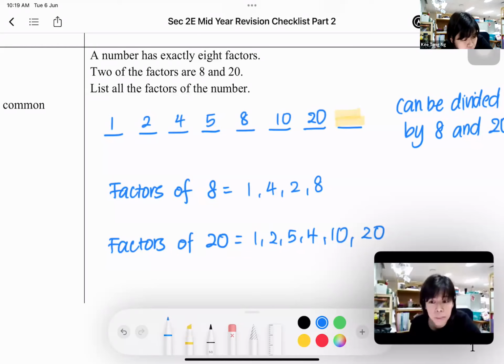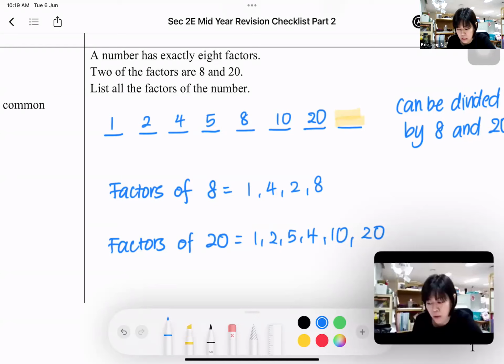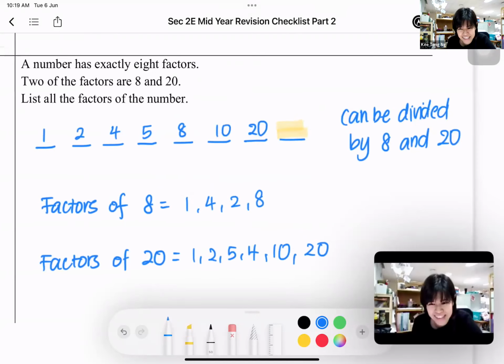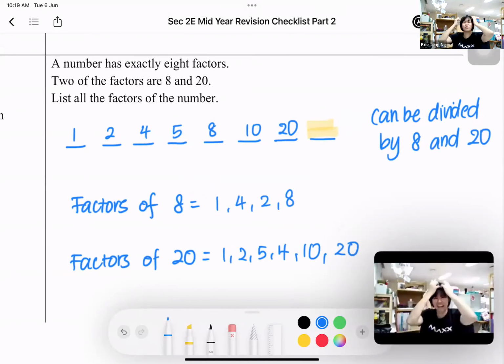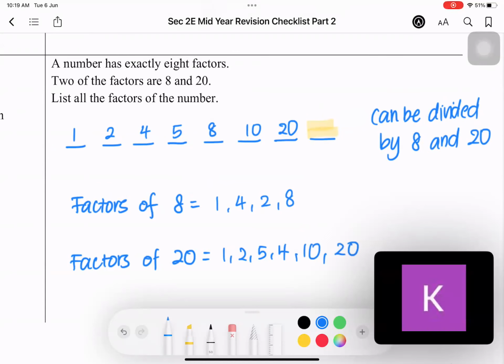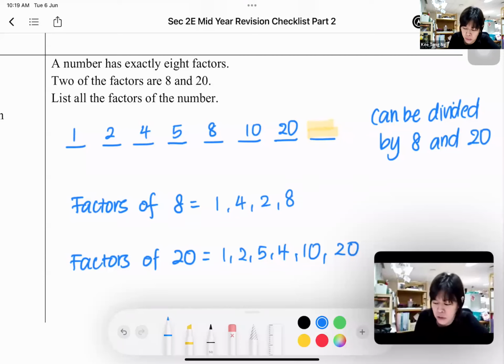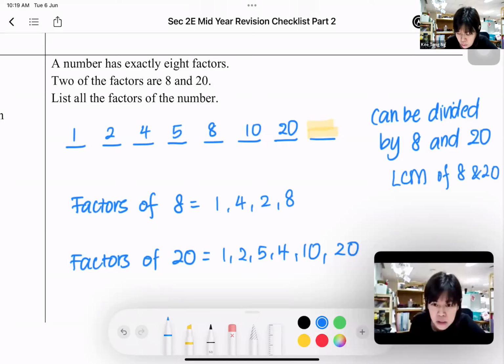Yes, Kaushik. 40. How do you get 40? How do you know it's 40? 40 can be divided by 2. The number can be divided by 8, can also be divided by 20. Therefore, this number must be an LCM, at least an LCM of 8 and 20. So the LCM of 8 and 20 will be 40, like what Kaushik mentioned.